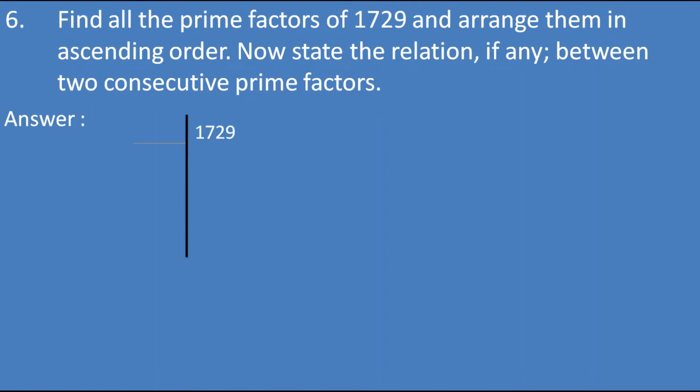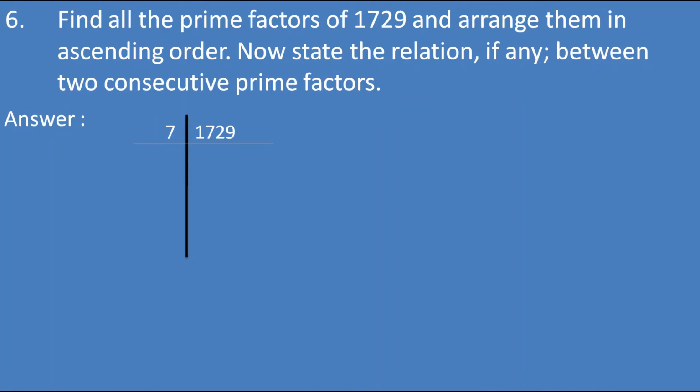1729, as this is an odd number, so we will think for 3 directly. So 7 plus 1 is 8 plus 2 is 10 plus 9 is 19. And 19 is not a multiple of 3, so we skip the 3. Next prime number is 5. As 9 is present on its unit place, we can't think for 5. Next is 7. So let's directly divide this by 7.